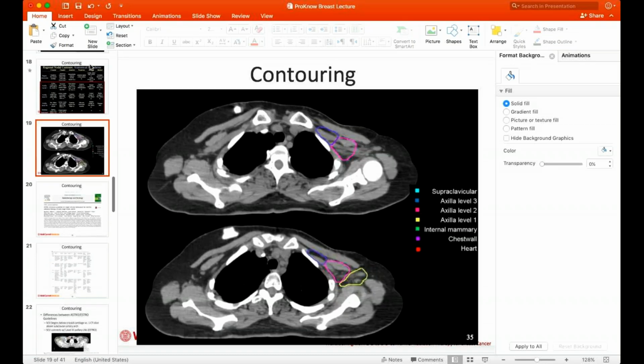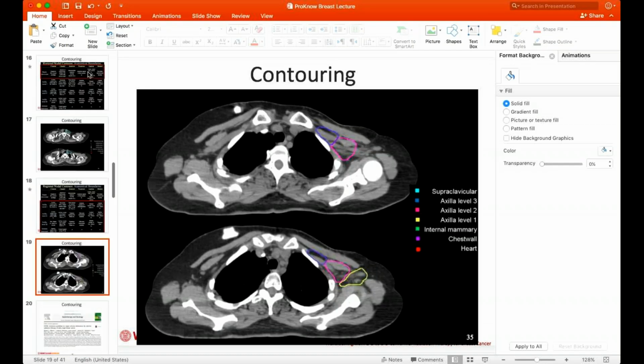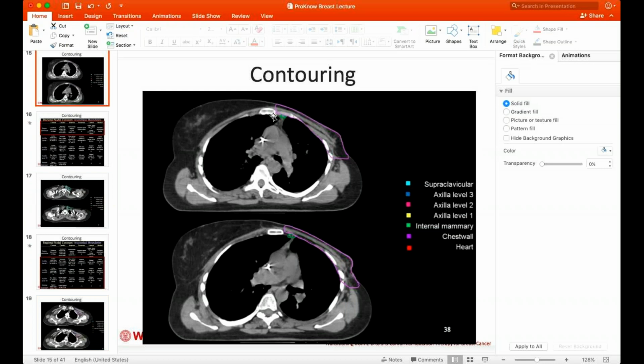So when you're contouring in a post-mastectomy setting, you want to contour the chest wall. You want to include medially up to where the rib meets the sternum, laterally the mid-axillary line, making sure to not include the latissimus dorsi, anteriorly up to the skin, and posteriorly including the ribs and also the pectoralis muscles, the major and the minor.